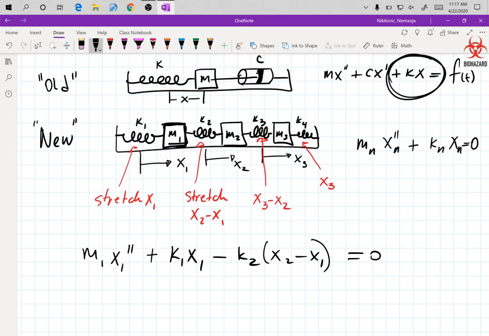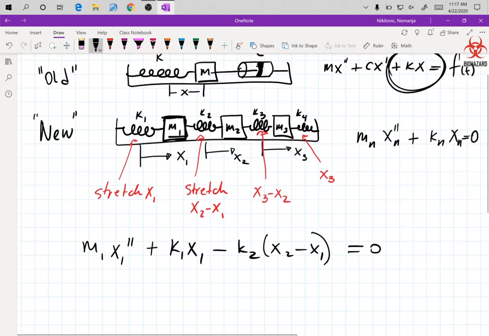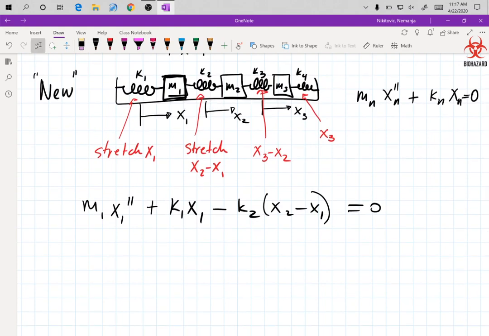There we go. So that's our first equation looking at the springs. Let's take a look at now mass 2. So mass 2 times x2 double prime, and then again plus, and some k's go in here. So what are the k's? Well, I have a k on the left and I have a k on the right.